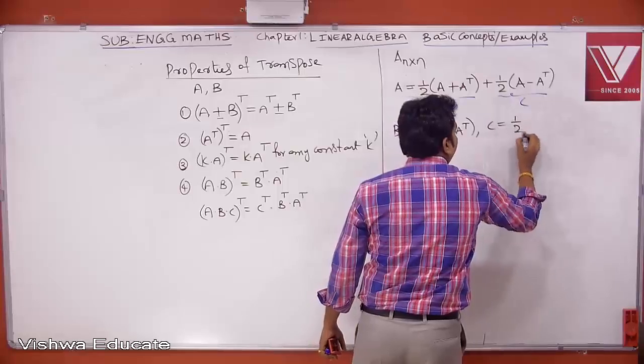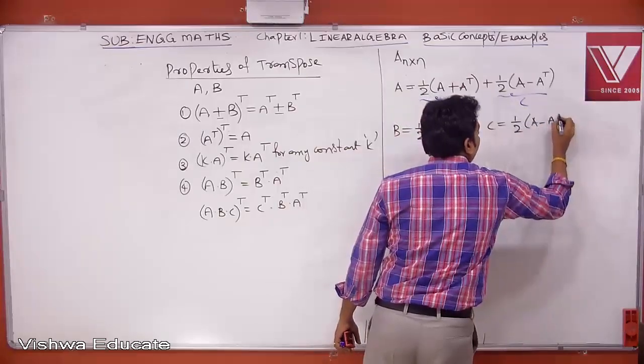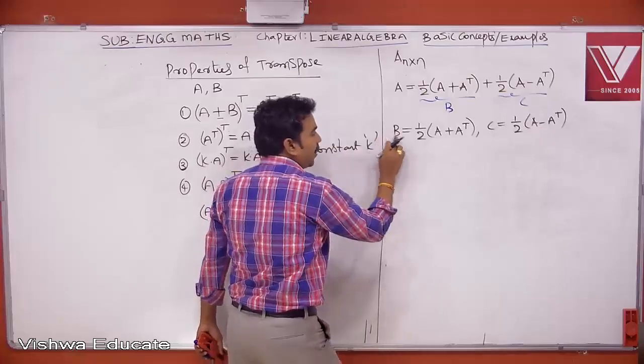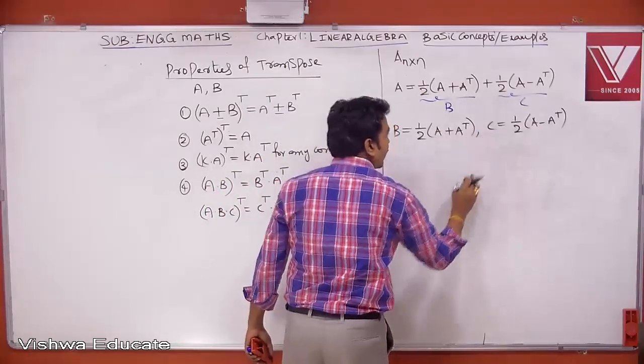C is the second matrix, half into A minus A transpose. Now what I am going to prove is that this B is a symmetric matrix and C is a skew symmetric matrix.